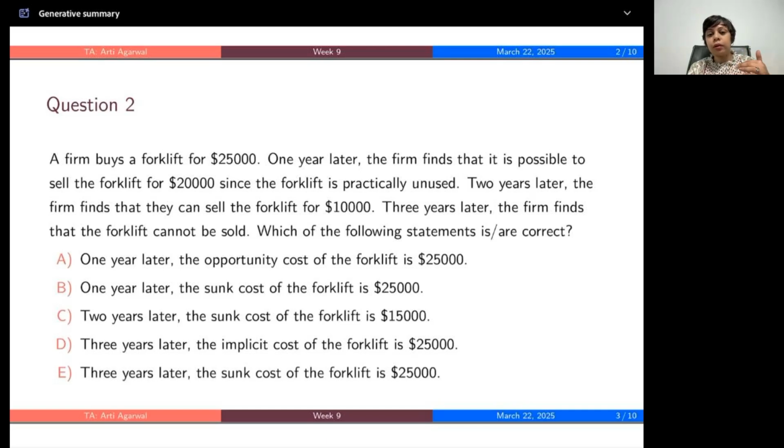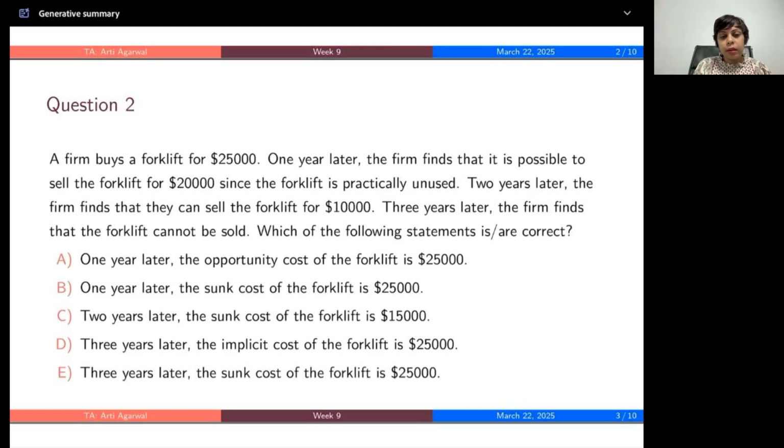Because even what you are getting now, if you sell the forklift, is a different item. It's a different earning. It is not like you are recovering the original amount you have paid in some way. You can never recover that amount again. So sunk cost is always going to remain the same, and that is going to be $25,000. So B is also correct.